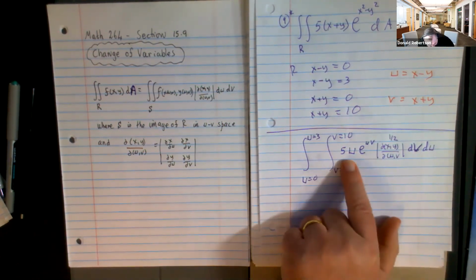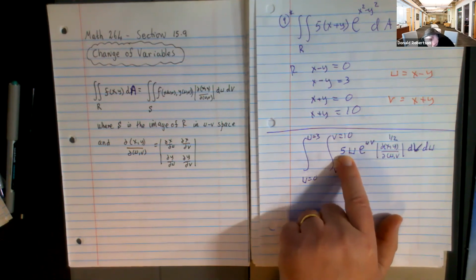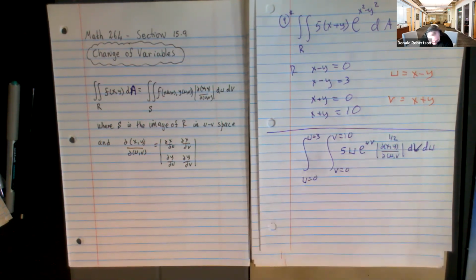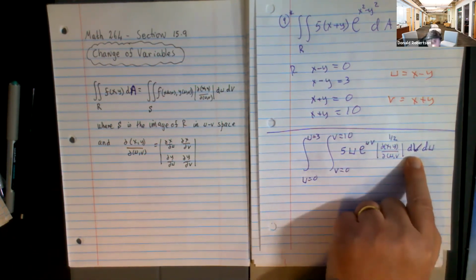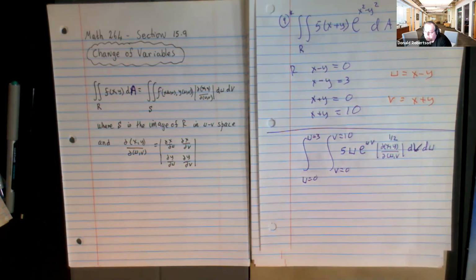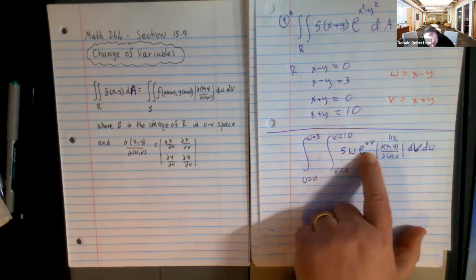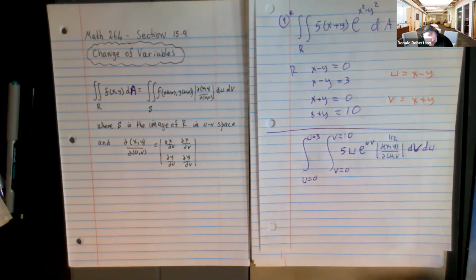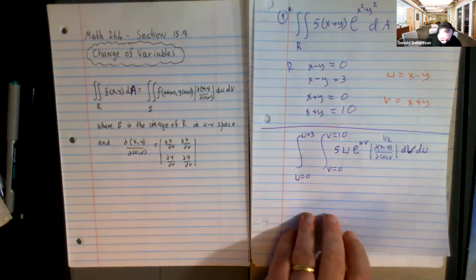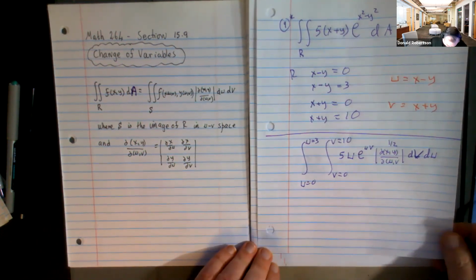Now, what you're left with is 5 over 2 u e to the power of uv, and you can do dv first, and then you can do du. The variables are not separable, so you're just going to have to do it the good old-fashioned way. Actually, I think I got lucky here. I think v would be easier to do first than u. And that's the end of that question.